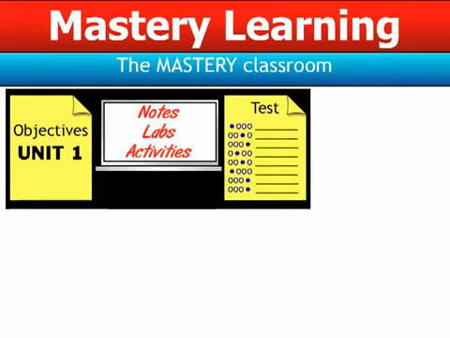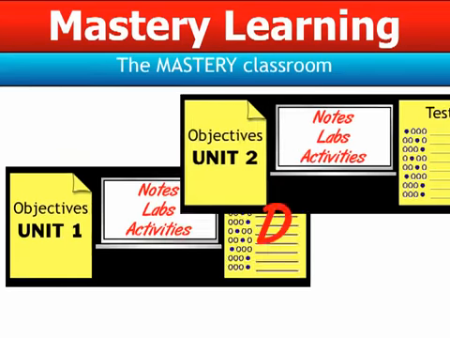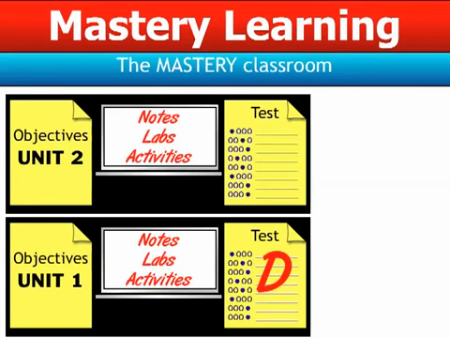Let's compare that to my Mastery classroom. So in the beginning, same as the typical classroom, it starts with objectives on Unit 1. In class, we talk about notes, labs, activities, all those things to try to cement the ideas. And at the end of it, they take, just like a typical classroom, a test. And on the test, same grade as before, they get a D. Now, the second unit begins. Unit 2, objectives, and during this time, it's notes, labs, and activities, tests.